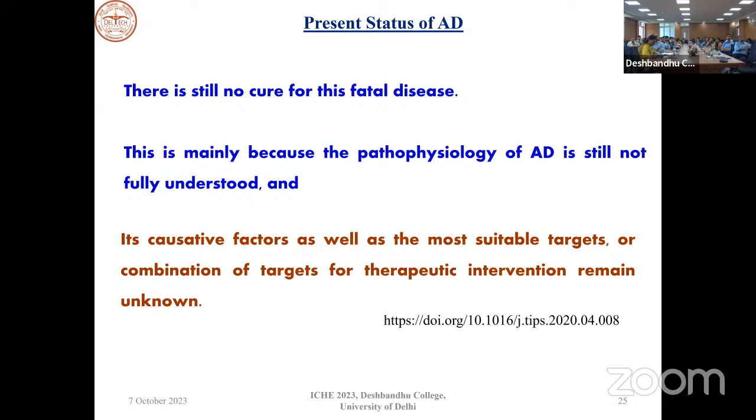So if you see the fact, there is no cure for this disease till now. This is mainly because the pathophysiology of it is still not fully understood. Beta amyloid hypothesis, we read in the books, but there are always counter publications which say that this is possible, this is not possible.